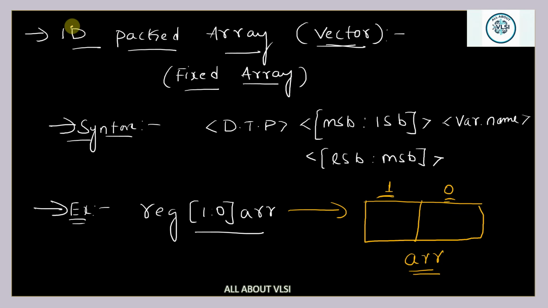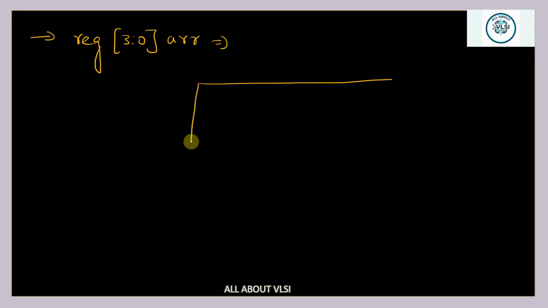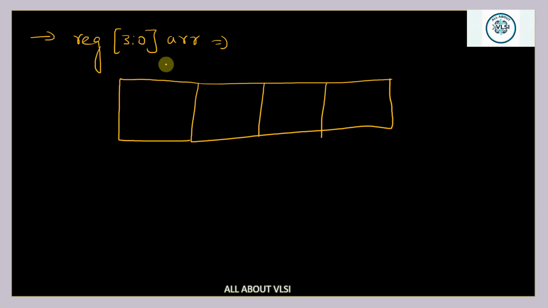And let's say if I simply write reg [3:0] ARR, which means I am going to have four bits packed together: one, two, three, four, where 3 is my MSB, then 2, 1, and 0 is my LSB. So this is how your packed array is going to look.